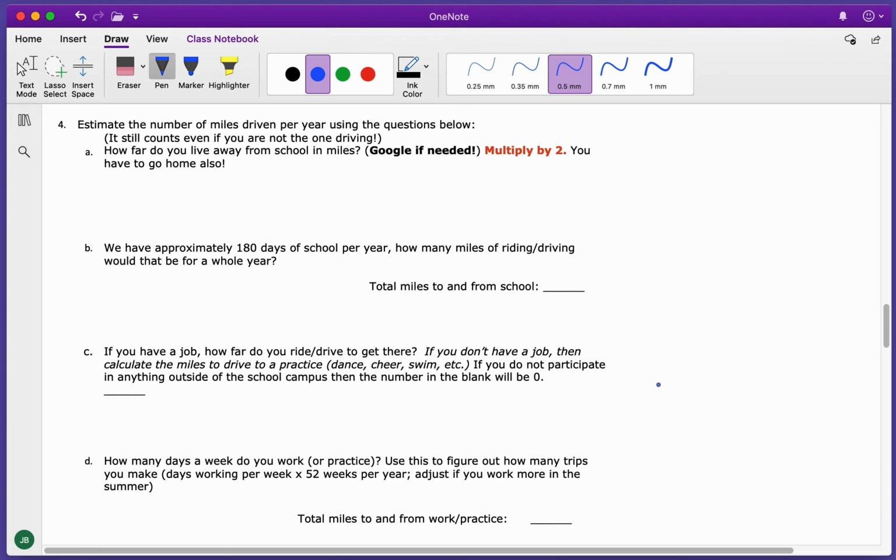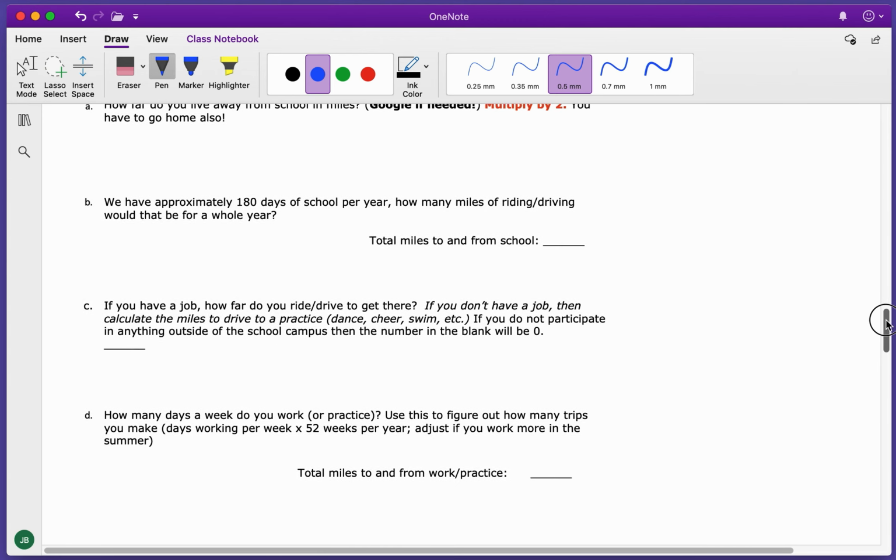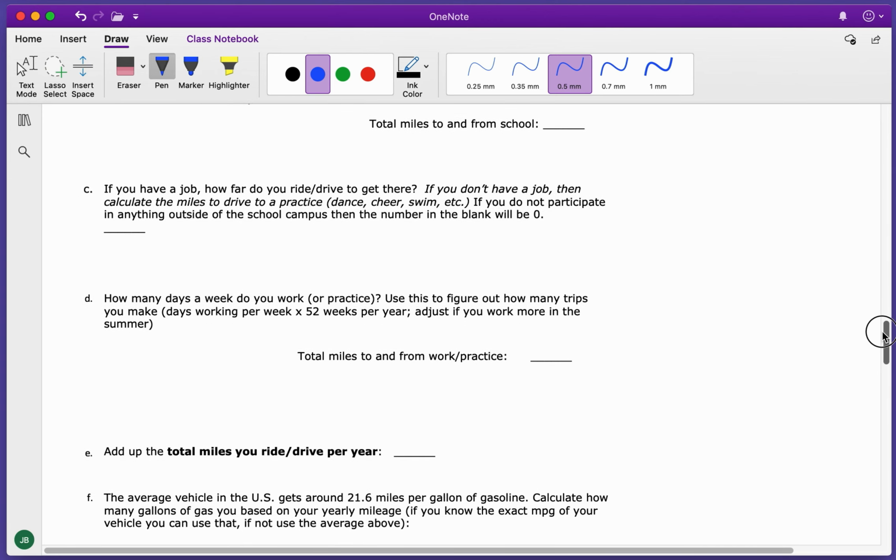Then you're also going to look at if we're in school for 180 days. Of course, this year's a little different. But if this was a regular school year, you would be in school for 180 days. And so make sure that you can then multiply your to and from school distance times that 180.